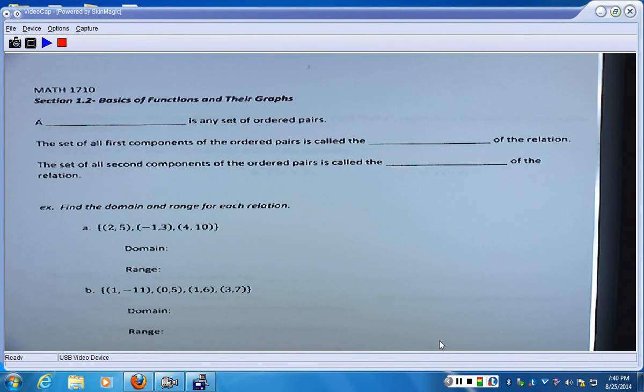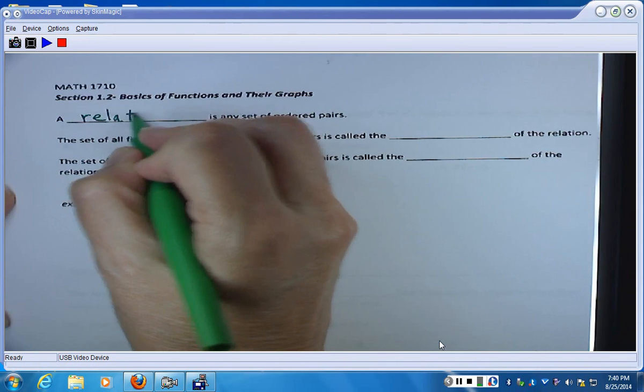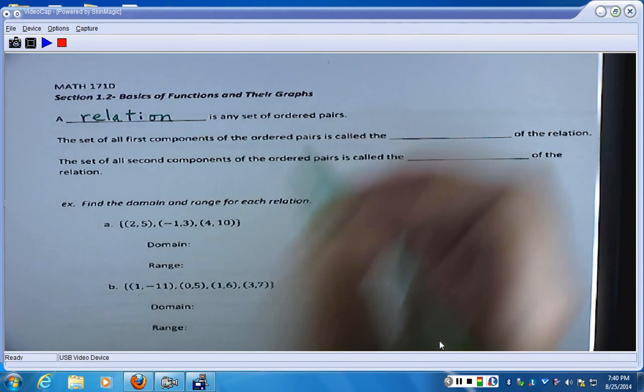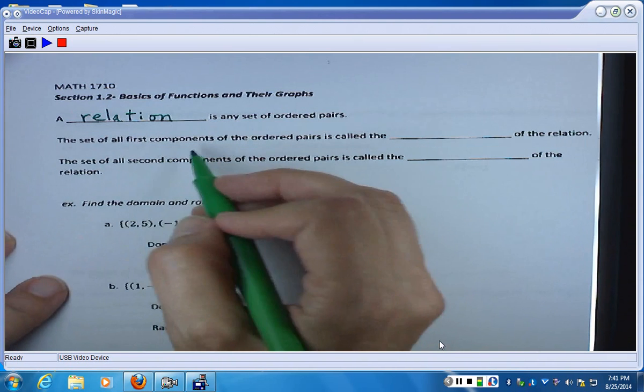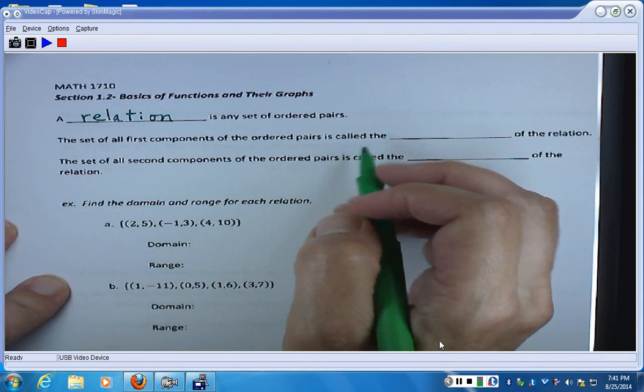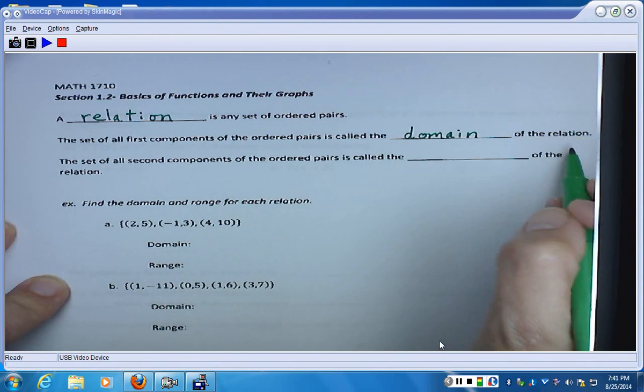Okay, this is section 1.2, the basics of functions and their graphs. Here's another math term: a relation is any set of ordered pairs. The set of all first components of the ordered pairs is called the domain of the relation.